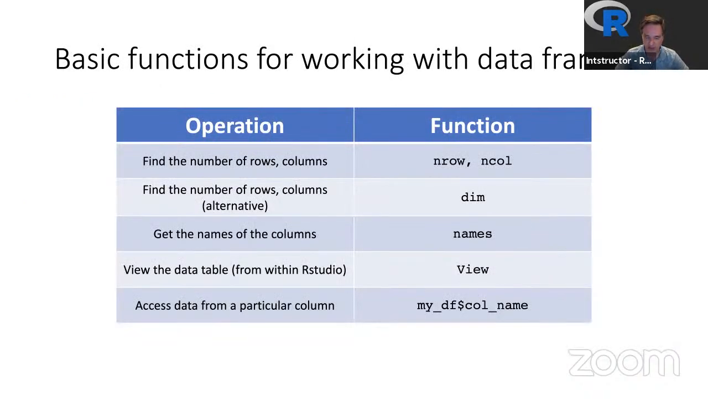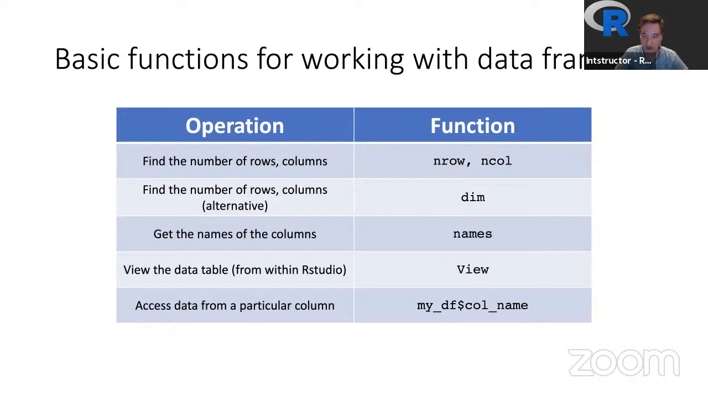Just like we used functions to operate on values and vectors, we can also use functions that operate on data frames. So we can understand the properties of the data frames, and here are some examples. If we wanted to find the number of rows and columns, we can use these particular functions, nrow and ncol, or we can also use this dim function that gives us the dimensions together.